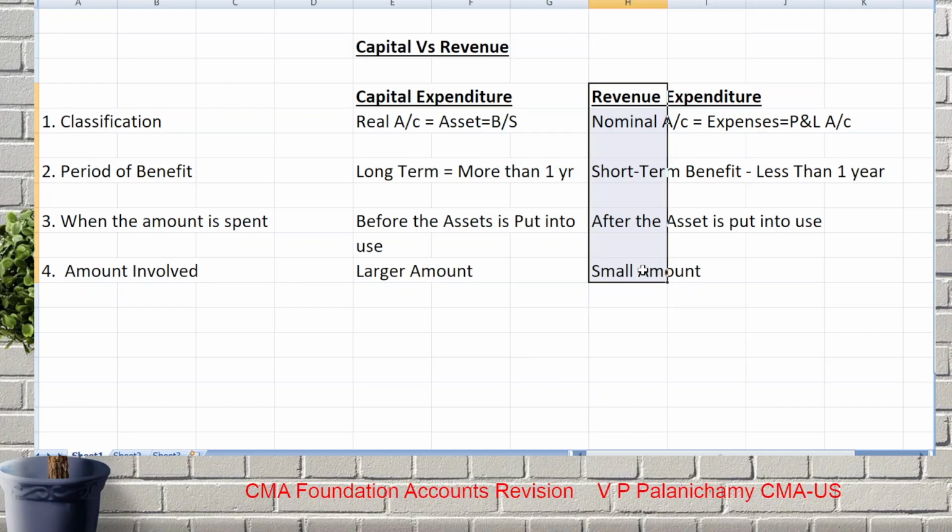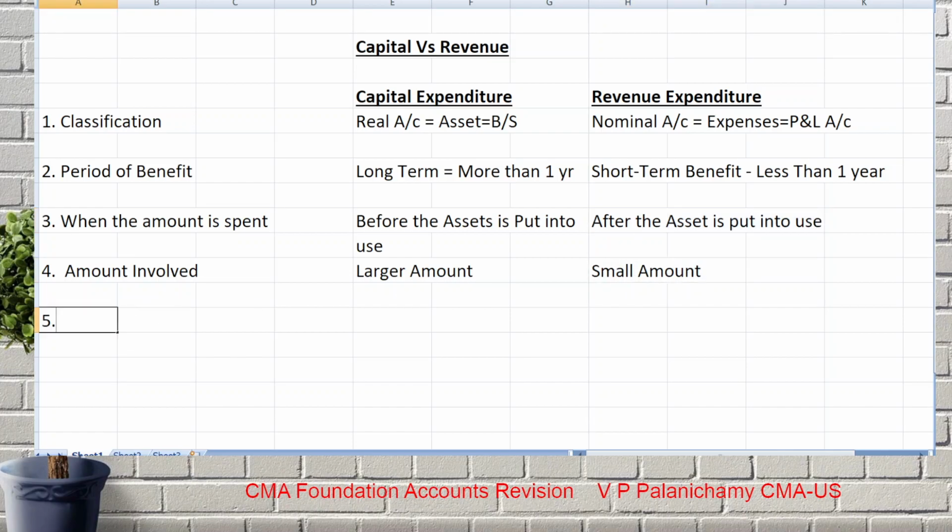You are purchasing a calculator for some 250 rupees. A calculator can be used for 2 years, 3 years, 5 years also. But will you call it an asset or an expense? Expense, because a small amount is involved. Revenue expenditure, charge it to which account? P&L account. Benefit is less than 1 year. This is spent after the asset is put into use. It's having what? A small amount.